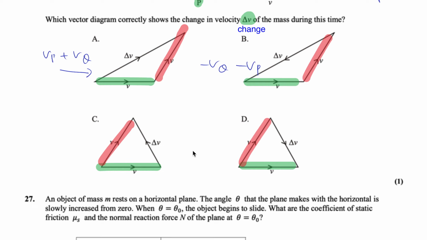For question C, this is VQ minus VP. Okay, that's just the delta V. And then for question D, in the other direction, this is VP minus VQ. So you just need to recognize what each of these diagrams gives you. C gives you VQ minus VP, that's the change. D is VP minus VQ, that's a loss in speed.